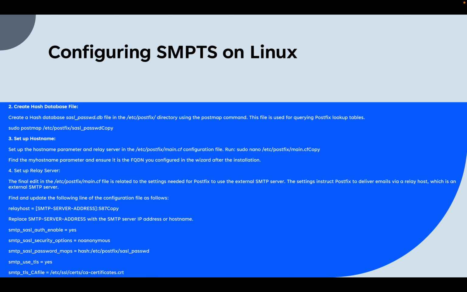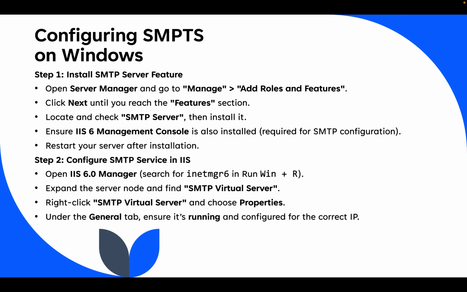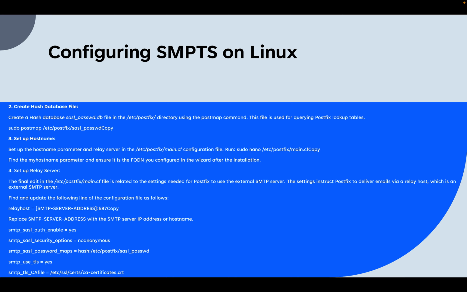Next, we would create a hash database file. So I put how we would do that. Next, we would set up a host name parameter and relay server in the configuration file. We would set up the relay server; you would want the file to look like the listed. So that's how we would configure that on Linux.